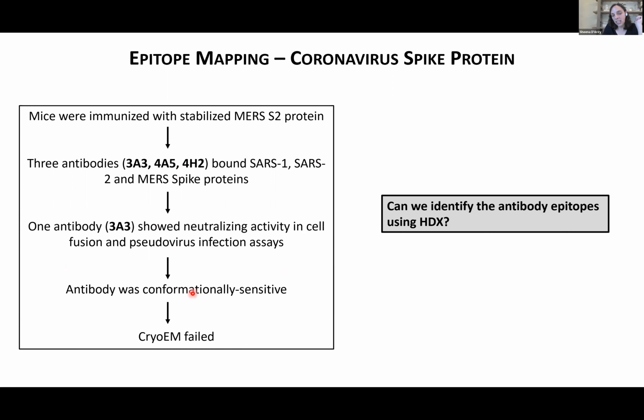We also showed that the antibody was conformationally sensitive. In other words, if we denatured the spike protein, it would no longer recognize it. But then we got stuck because even with one of the world's experts on cryo-EM of the spike protein, we were unable to get a structure of the 3A3 antibody bound to the spike protein. So the question was, can we identify the epitopes specifically of 3A3 using hydrogen deuterium exchange, and could we do it very, very rapidly?